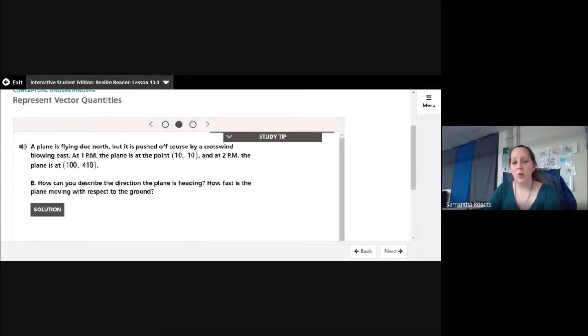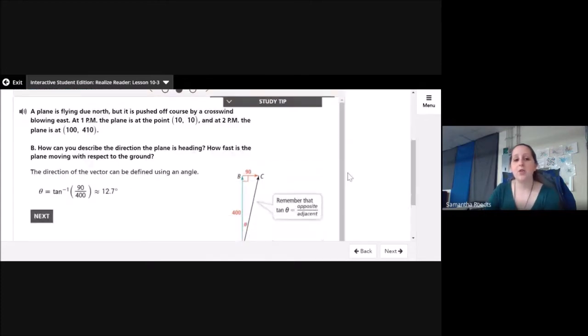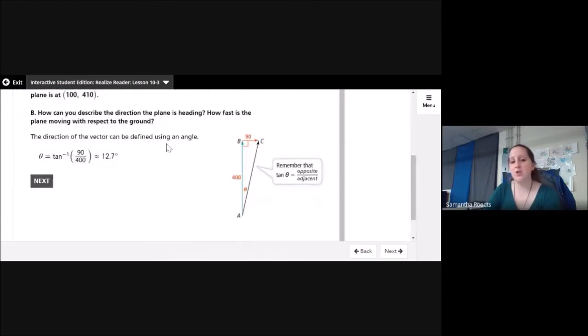A plane is flying due north, but it is pushed off course by a crosswind blowing east. At 1 p.m. the plane is at the point 10, 10, and at 2 p.m. the plane is at 100, 410. So this is the same problem we just dealt with. Now we're going to describe the direction the plane's heading, as well as how fast the plane's moving with respect to the ground. The direction of the vector can be defined using an angle.